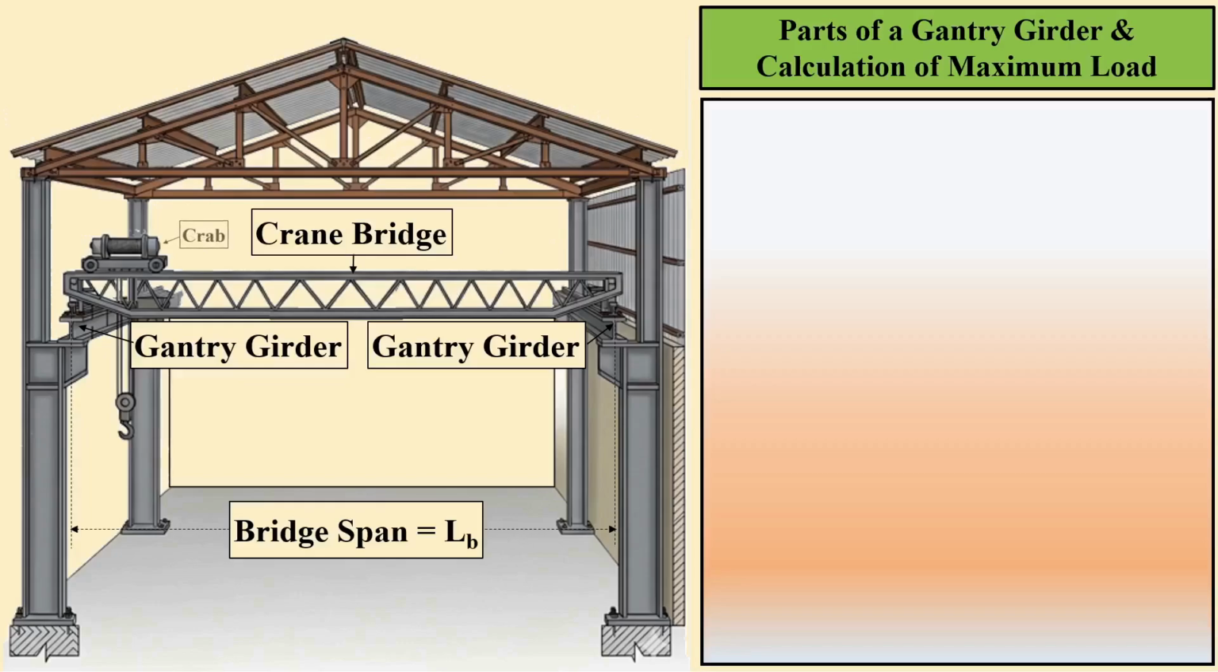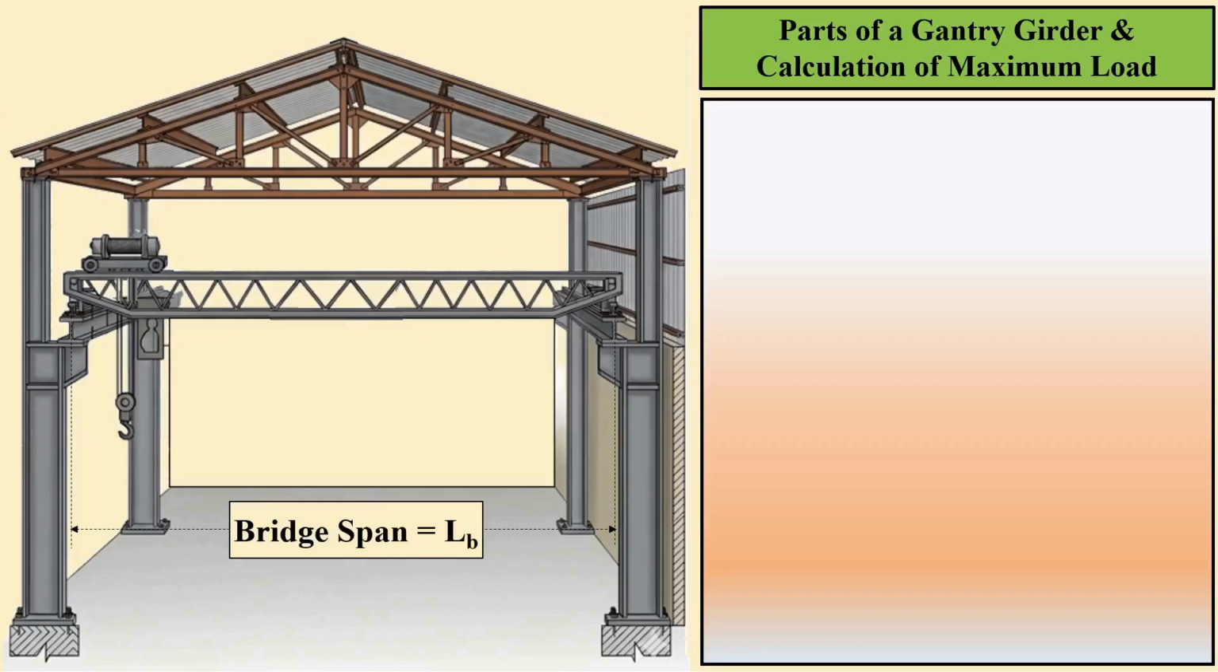Mounted on the crane bridge is a mechanical device used to lift and transport loads, known as the crab. The crab can move laterally across the bridge. However, it cannot travel the full width of the bridge. It must stop at a certain distance to prevent the lifted load from hitting the main columns. You can also see the cable and hook hanging from the crab.